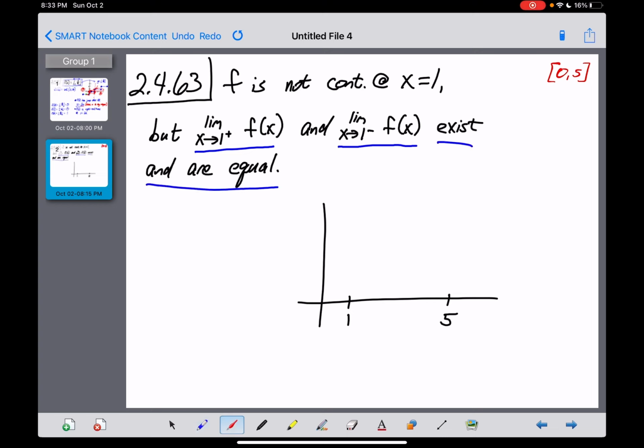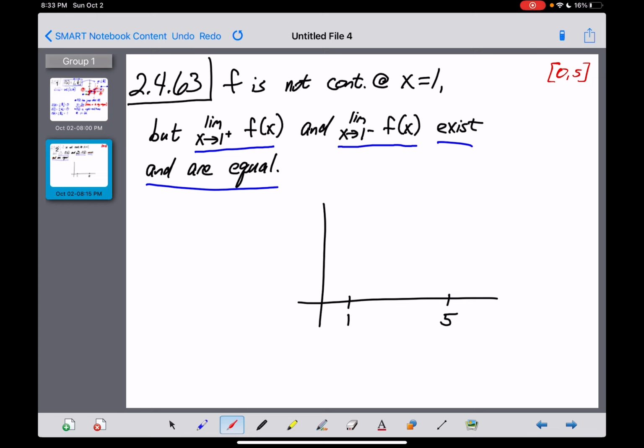And actually, you know what? They could have just said, boom, boom, get rid of that and that. They could have just said the right and the left-hand limits are equal. That implies that they have to exist. Two things can't be equal if one or both of them do not exist. But anyway, they were just trying to give you a nicer shove in the right direction.